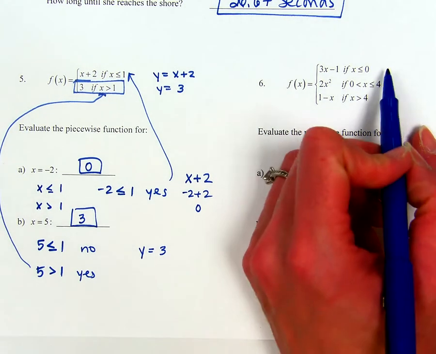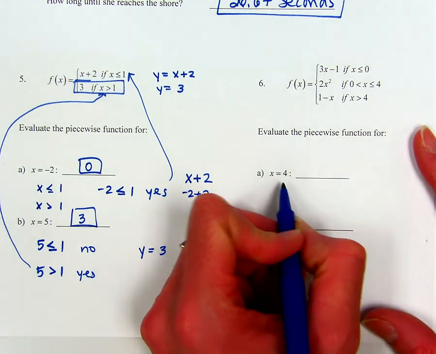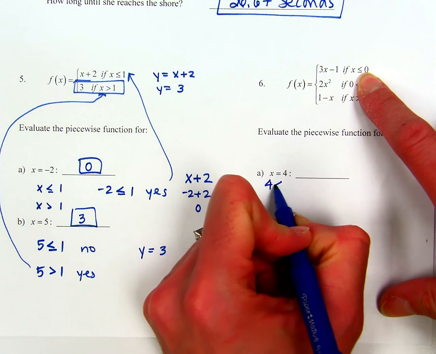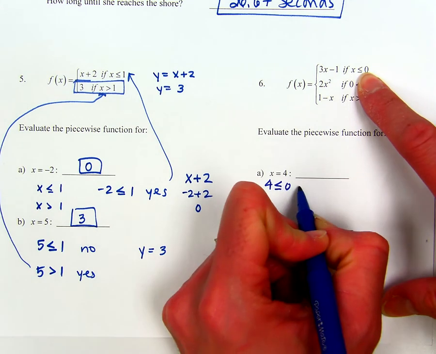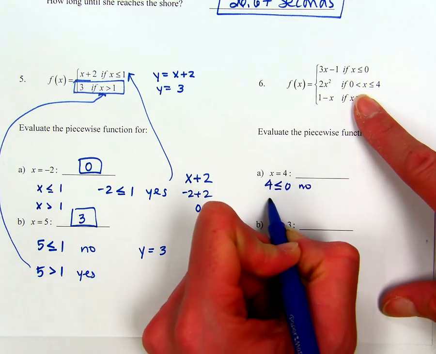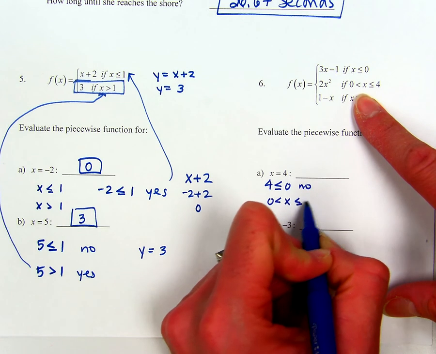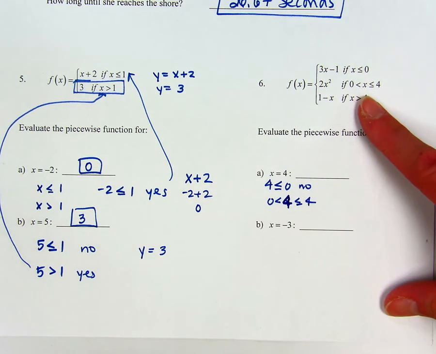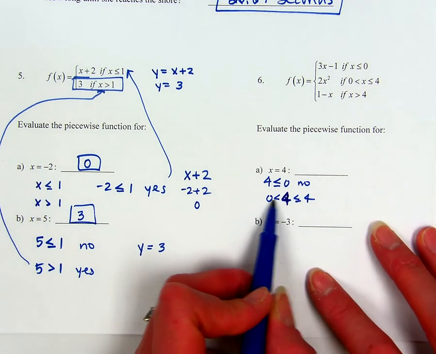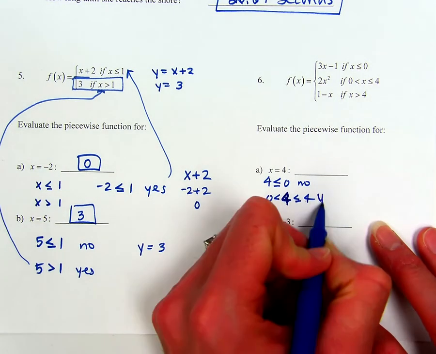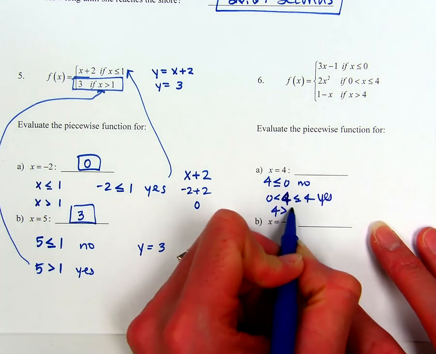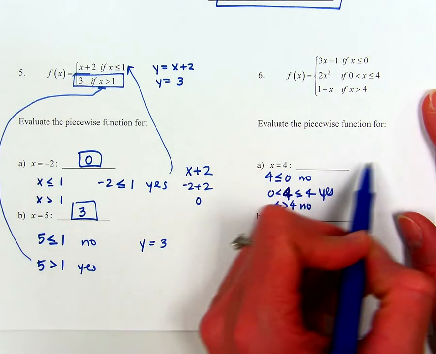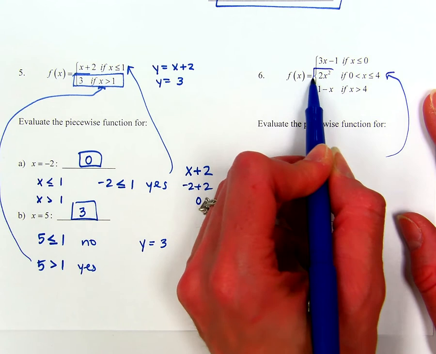All right, last problem. So same thing. This time you got 3 equations to choose from. So is the number 4 less than or equal to 0? No. Is 4 in between 0 and 4? Well, yeah. It's greater than 0, but it's less than or equal to 4. So this is yes. If you try it in here, this is no. So there's only one that's going to work. So this tells me I'm going to use this middle equation.